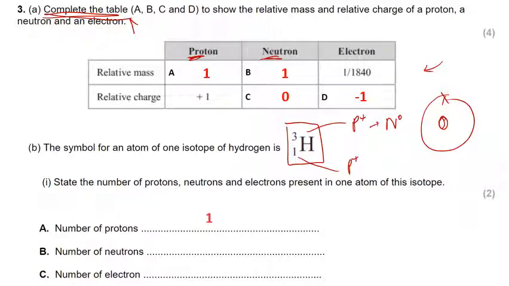So if we go to our answer, the number of protons is 1. That's how many we got. And the number of neutrons is going to be 2 because the mass number is 3. And you just minus those two numbers to get your neutrons. The number of electrons, always the same as the number of protons, is 1.